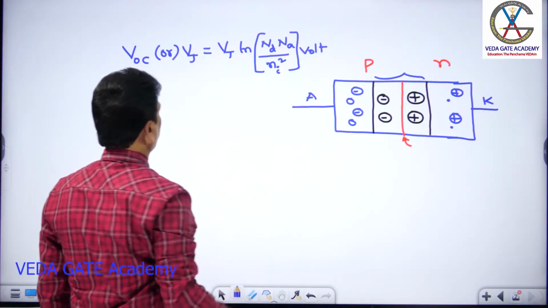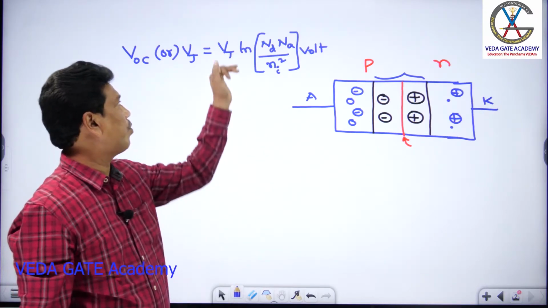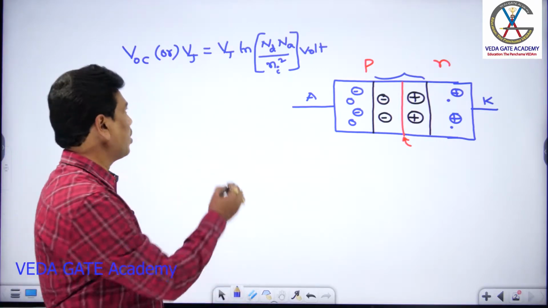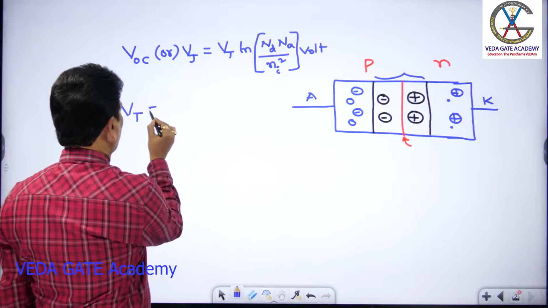So this is the expression for open circuit voltage or junction voltage. What is that Vt? Vt stands for thermal voltage. How much is the thermal voltage? It is 26 millivolt at room temperature.